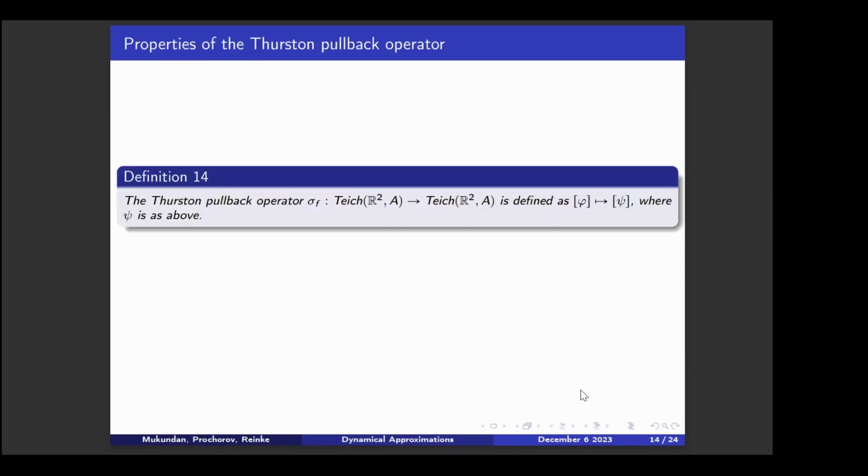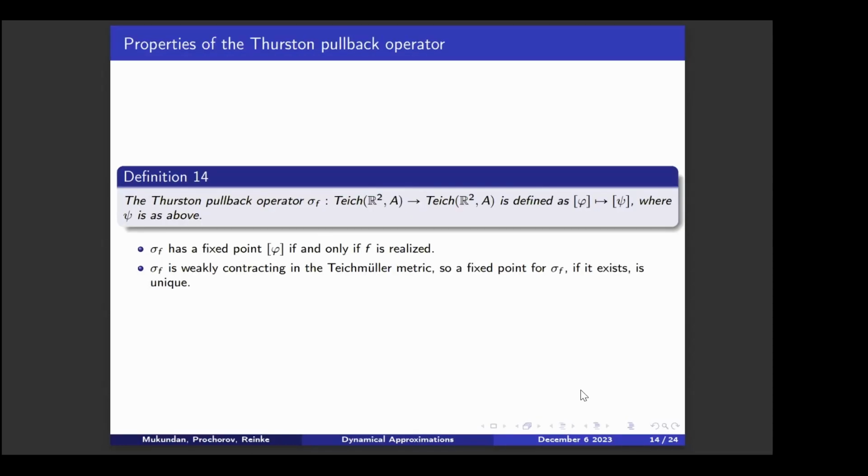So I'll put the definition here again. The point is, sigma f has a fixed point in diagonal space if and only if f is realized. That's what we need this operator for. It tells you whether f is realized, and iterating it and finding a fixed point also helps you find a realization. You also know that sigma f is weakly contracting in the diagonal metric. So if you have a fixed point for f, it has to be unique.